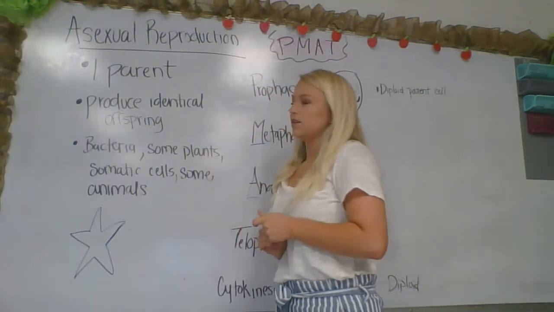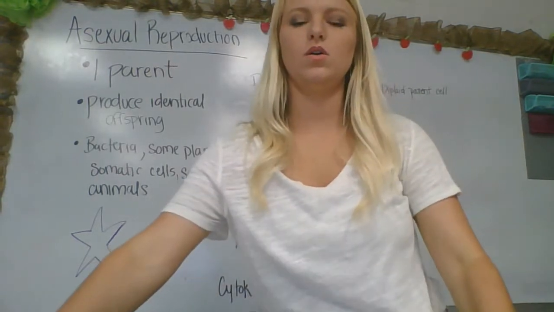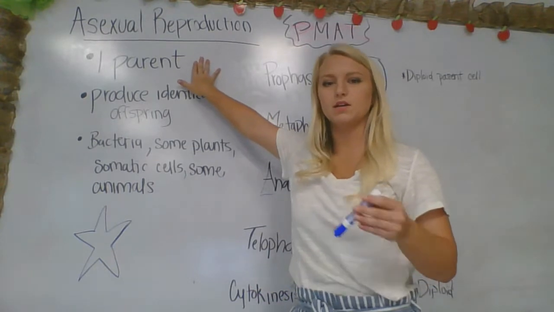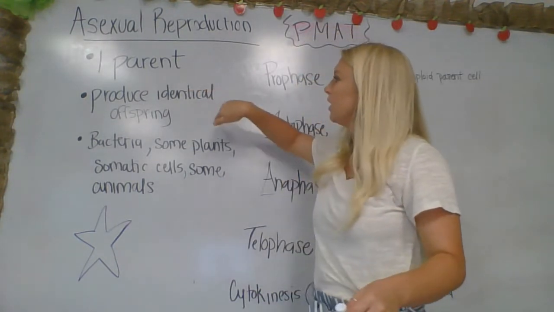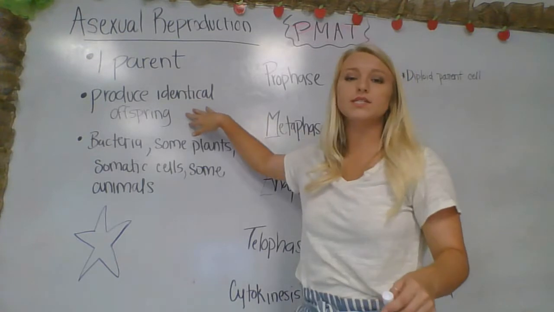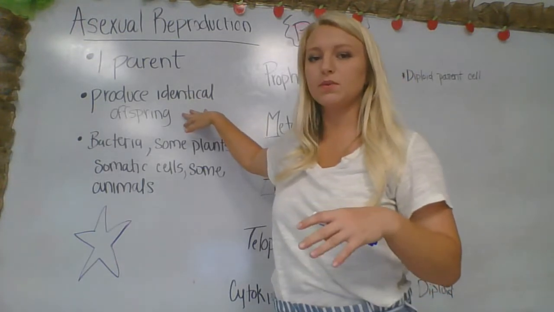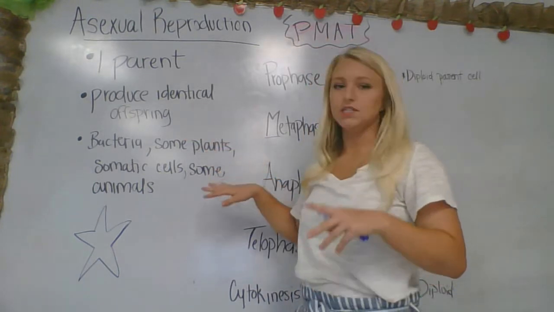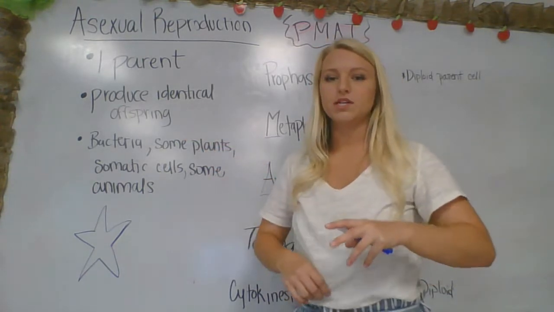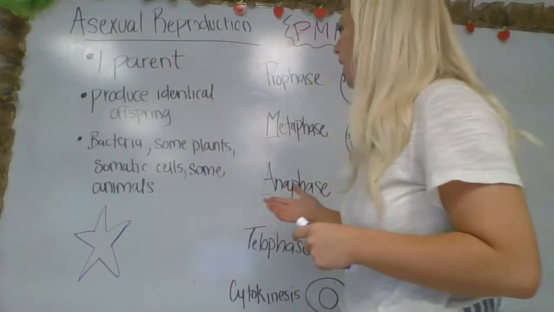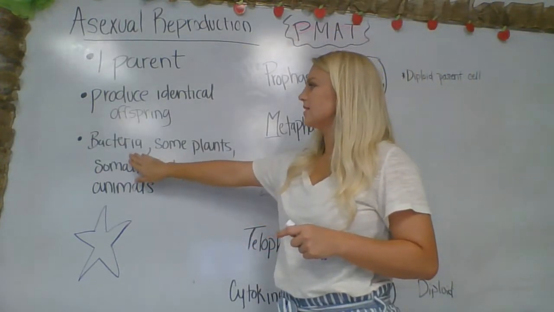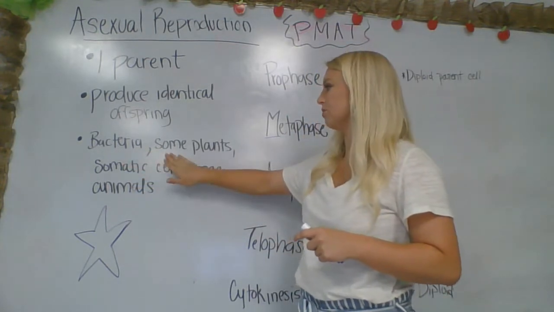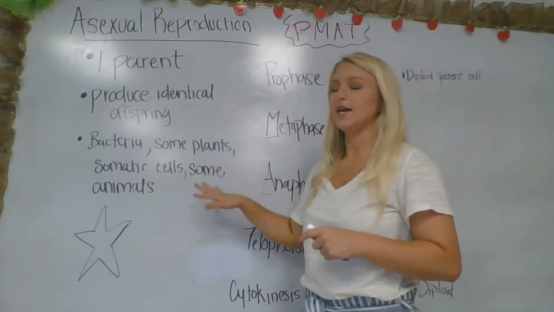So let's go through a little bit of facts on asexual reproduction. We have one parent, so one parent is going to produce an offspring. Asexual reproduction produces identical offspring, so that offspring is going to look identical to the parent. There is no genetic diversity, so pretty much everything is going to be a clone. Different things that can reproduce asexually are bacteria, some plants, somatic cells, and some animal cells.